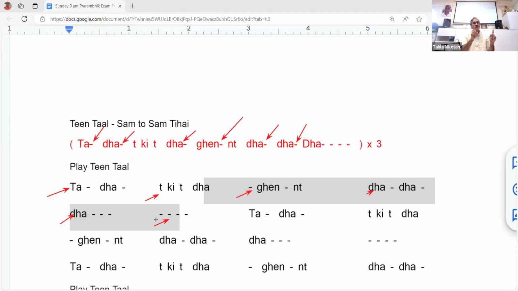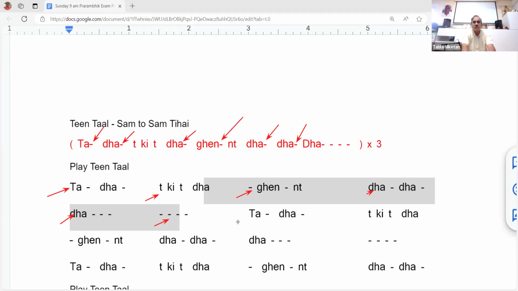Pause. Okay. Now let's add the akar and ikar to make your life a little more difficult. Ta a dha a ki ta dha a ge in ta dha a dha a dha, 1 2 3, 1 2 3 4. Ta a dha a ki ta dha a ge in ta dha a dha a dha, 1 2 3, 1 2 3 4. And that exactly happens all three times.